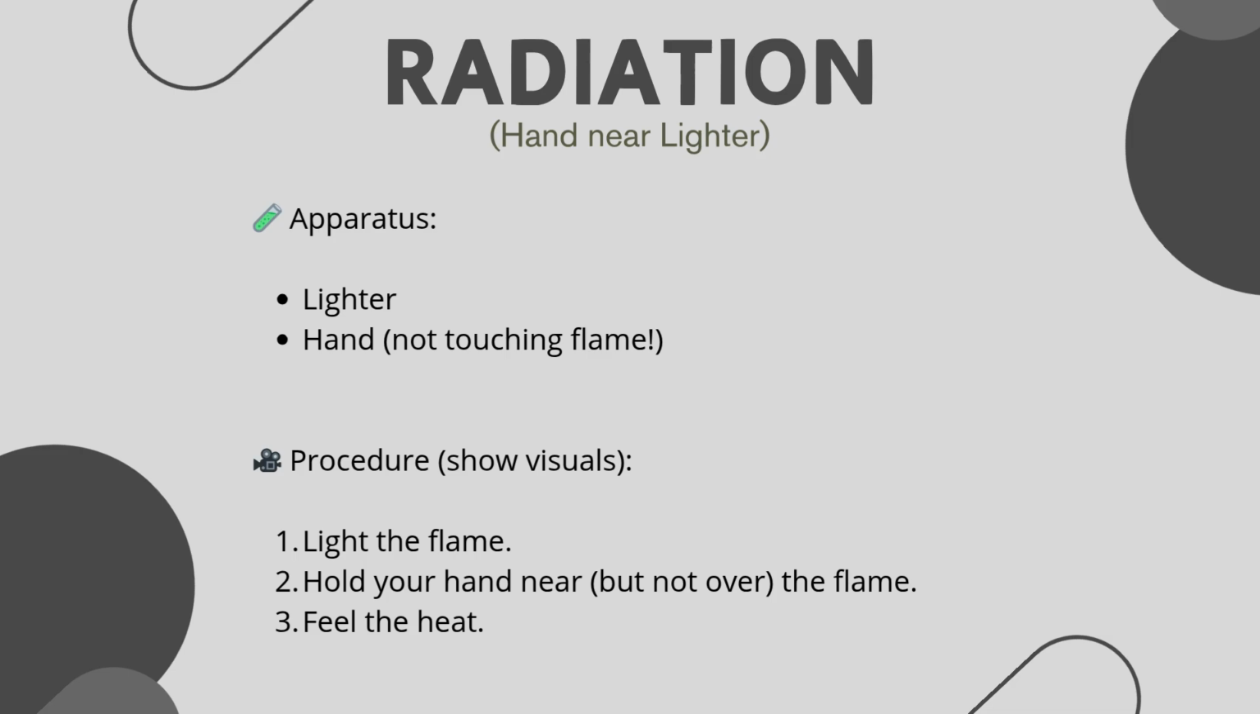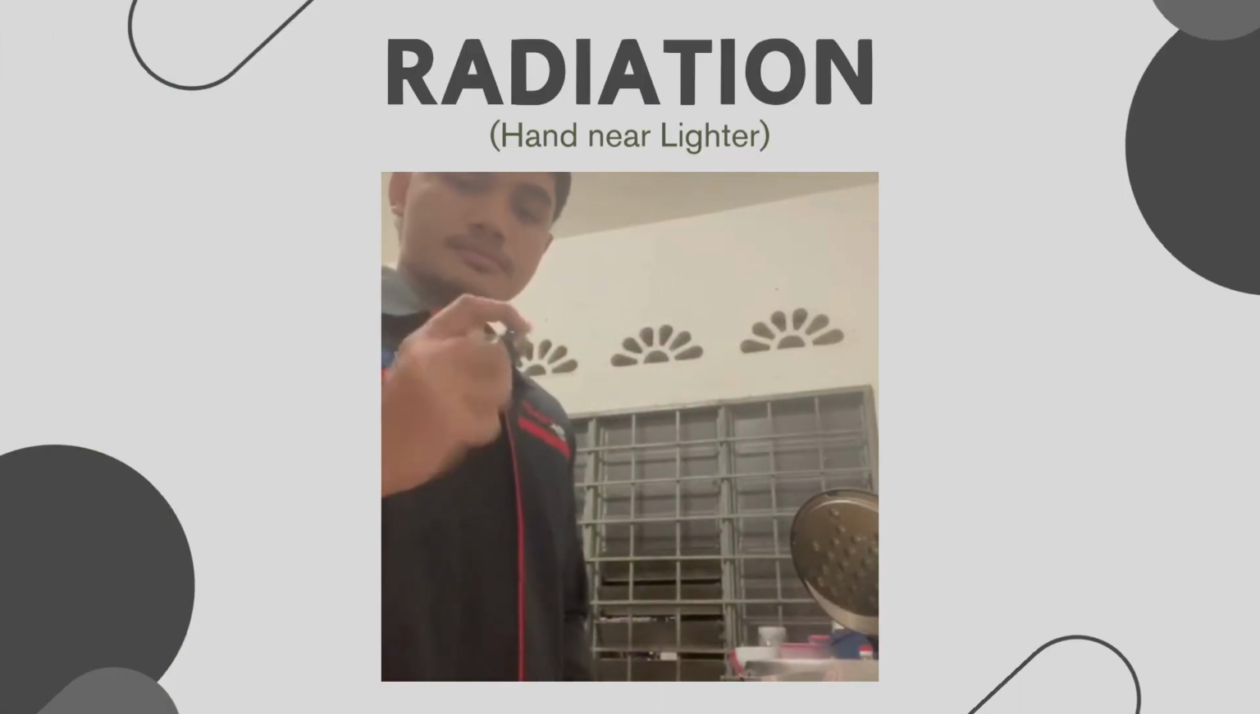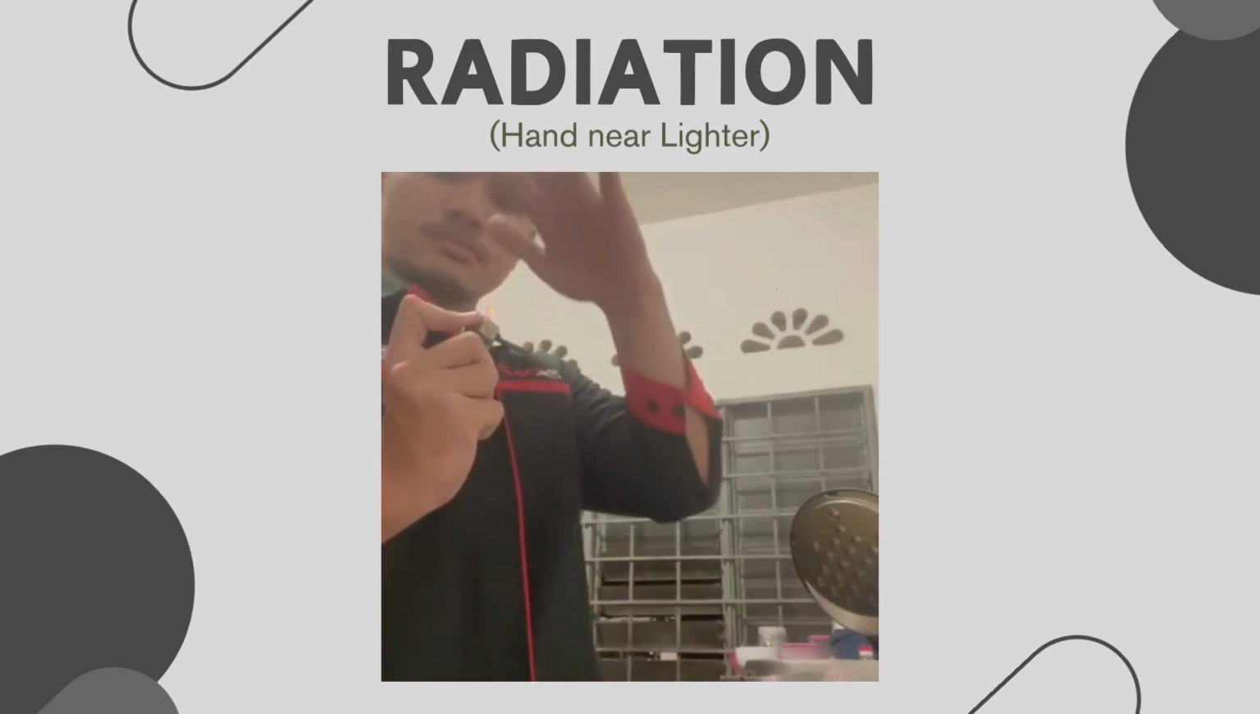So the third experiment is radiation. We use a lighter, or we can also use a candle. The next one is a hand. So the procedure is, first, light the flame. Second, hold your hand near but not over the flame. The last one is, we must feel the heat. So this is the video of how the experiment was done.